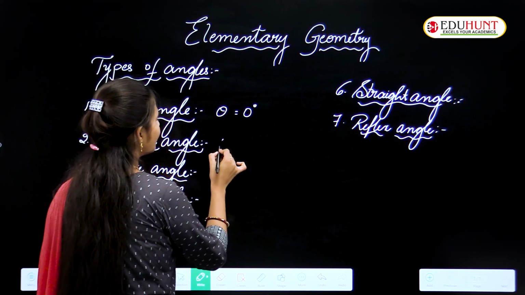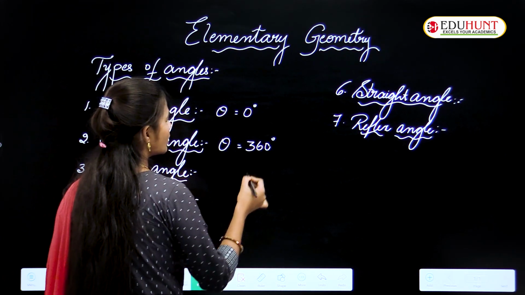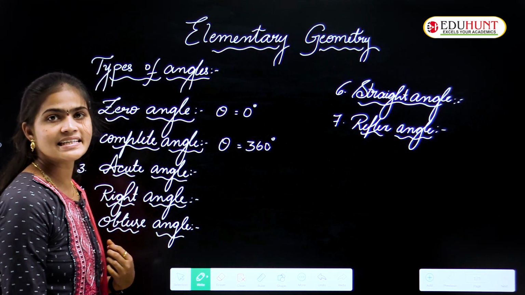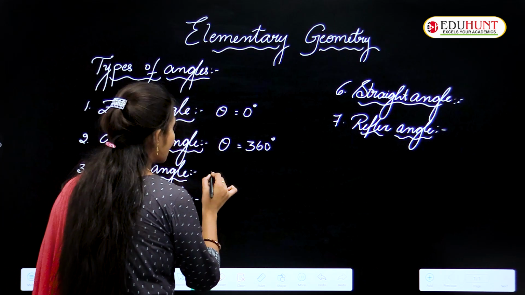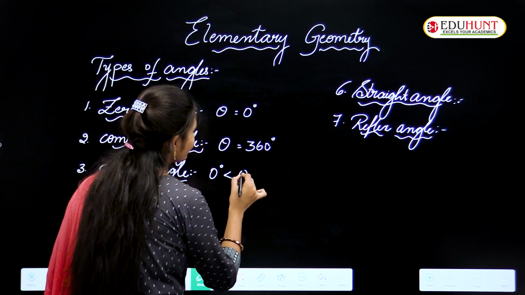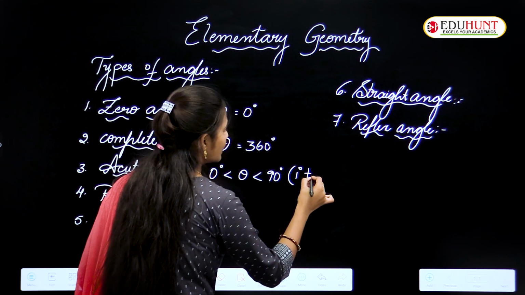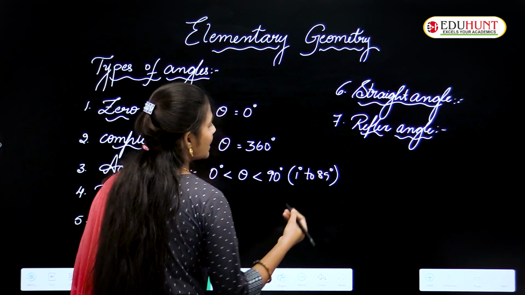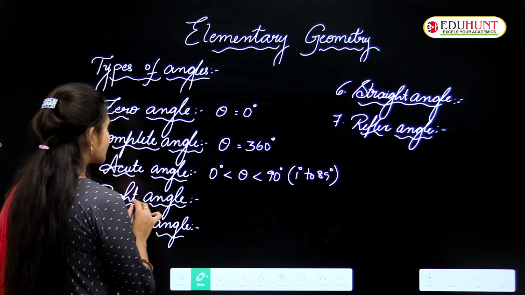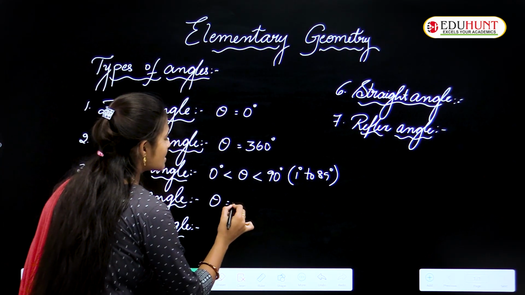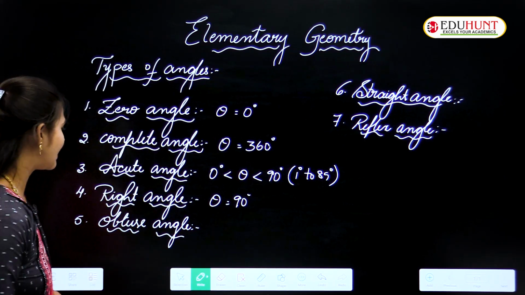Next, complete angle. Here the angle measures 360 degrees, so theta is equal to 360 degrees. Next, acute angle: the angle which lies between 0 degrees and 90 degrees. So we can take 1 degree to 89 degrees. Any such degree we can consider an acute angle. Next, right angle means theta measures exactly 90 degrees. That is a right angle.